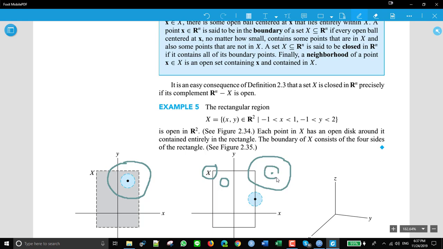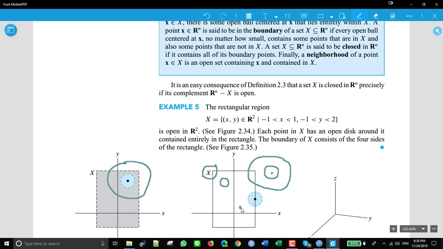So how about if I check this open ball around this point? Does this have points that are both in X and also points that are not in X? No. All of the points in this open ball around here are not in X. So not every open ball around this point contains both points in X and not in X. So therefore, this is not a boundary point. But here, again, no matter how big or small I draw a ball around here, I'm always going to have some points which are in here and some points which are not in X.